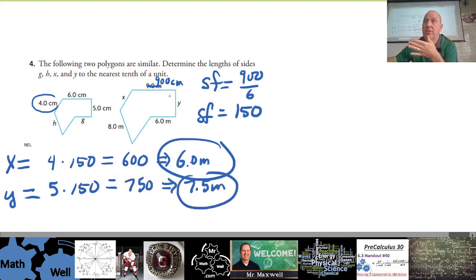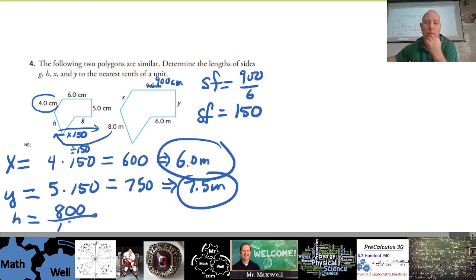Okay, so any questions there? You good? Okay. Now, going the other way could be a little trickier. Well, let's see. H. Now we said the scale factor going this way is times 150, right? But coming back is divided by 150. No problem. So let's do 8, now we're going to do centimeters, right? So 800 centimeters divided by 150. So we'll turn that to centimeters, and we'll divide by 150 to get the smaller one.